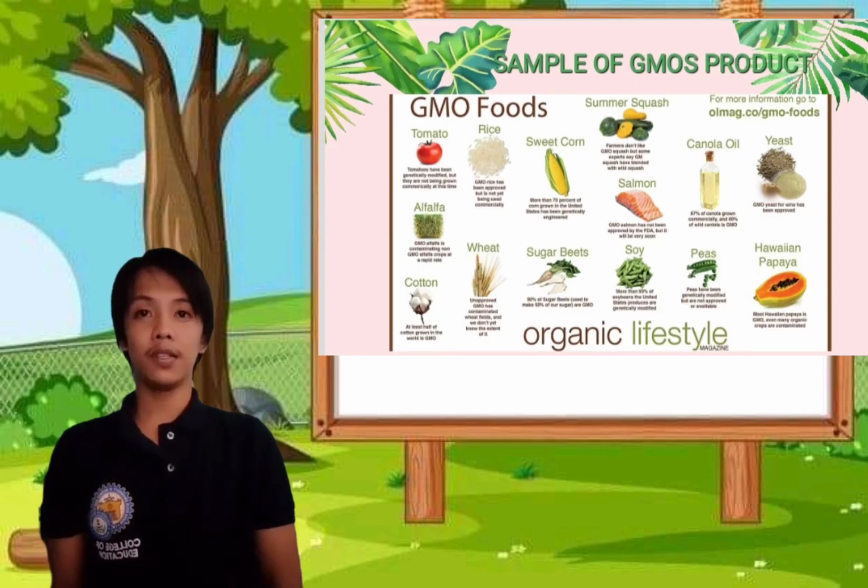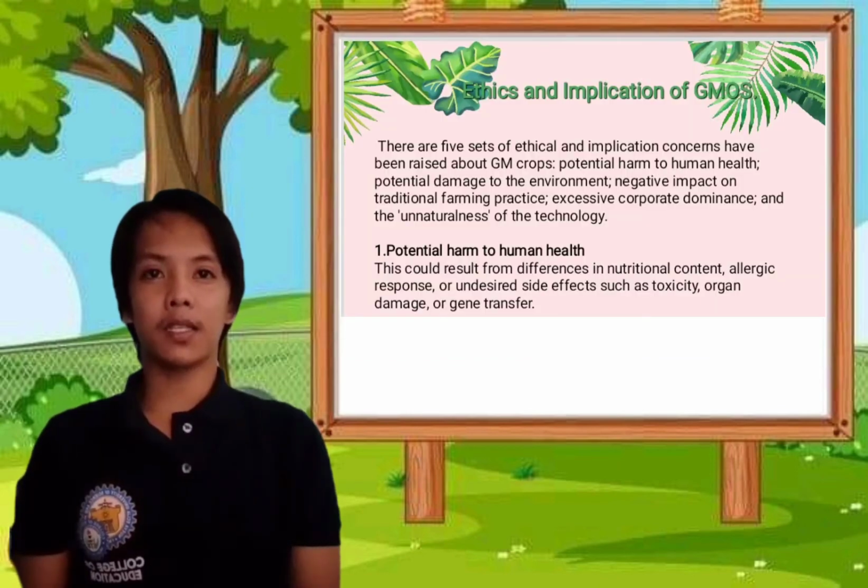As you can see, these are examples of GMO products. What are the 7 risks and benefits? What are the new unexpected effects and health risks posed by genetic engineering?